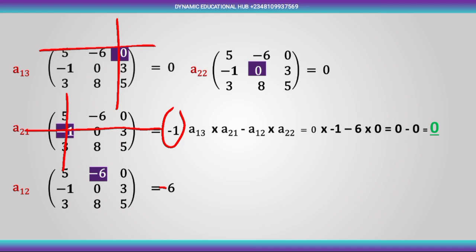Now the next thing is, we need to do our calculations. Applying BODMAS, you do multiplication first before any other operation, before your subtraction or addition. Now A13 is 0, A21 is -1, so 0 times -1 minus 6 times 0. So 0 times -1 will give us 0, and minus 6 times 0 will give us 0. 0 minus 0, we have 0.